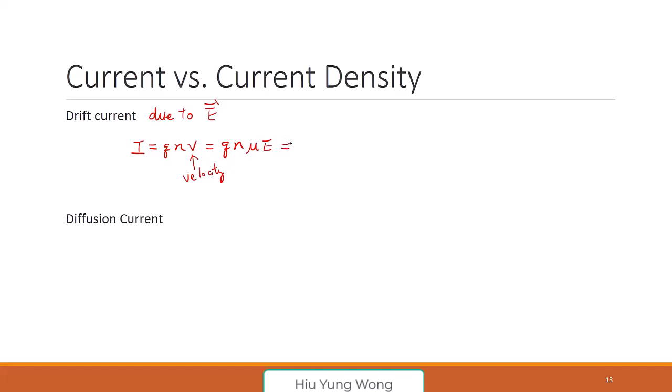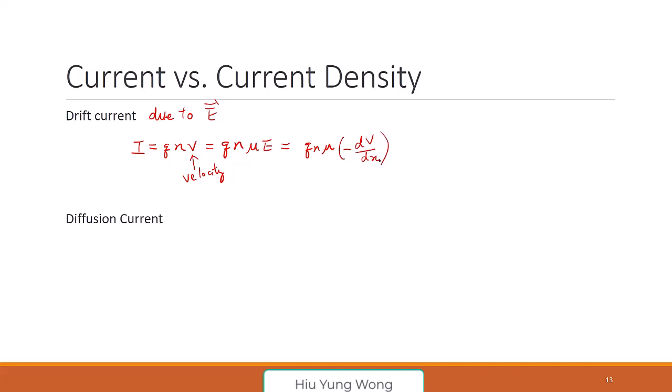Now tell me, what is electric field related to potential? We just covered that. Negative gradient. Negative gradient. Right, you see how this changes, right?